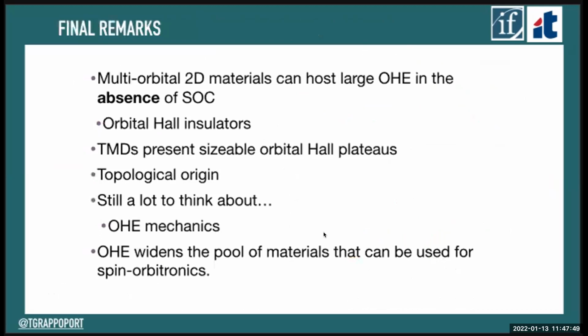With this, I think I go to my final remarks. What I tried to show here is that multi-orbital 2D materials can host large orbital Hall effect in the absence of spin-orbit coupling. This can occur in metals and also in insulators that are called orbital Hall insulators. We saw that TMDs present sizable orbital Hall plateaus. In this case, it's not that strange. We do have edge states.